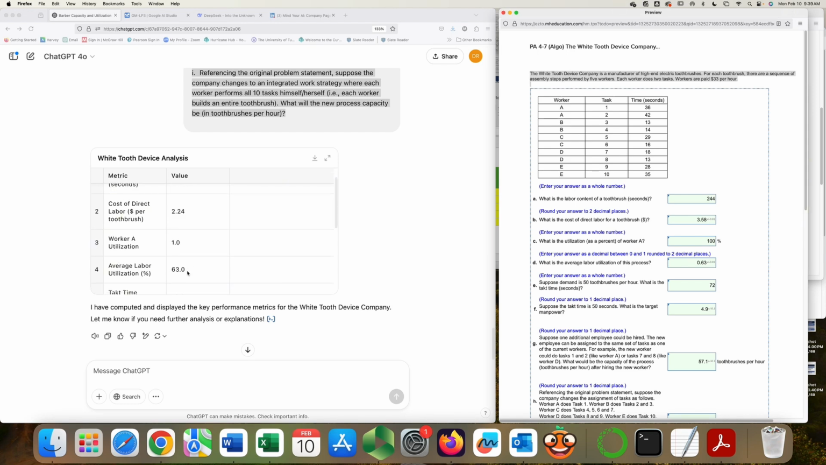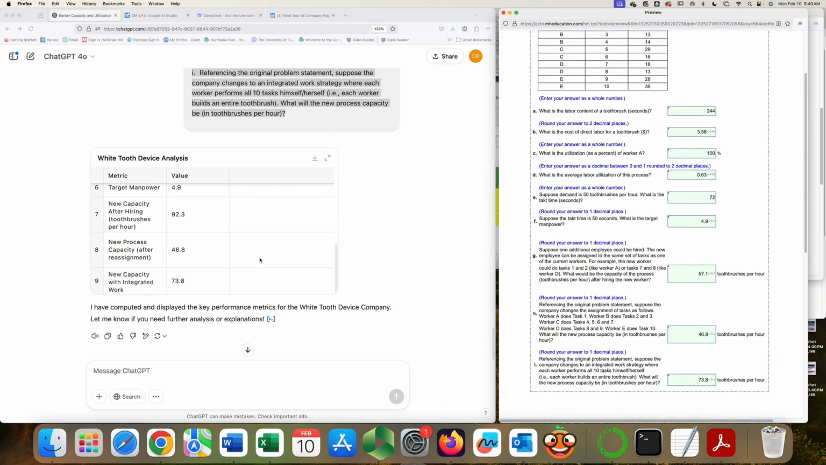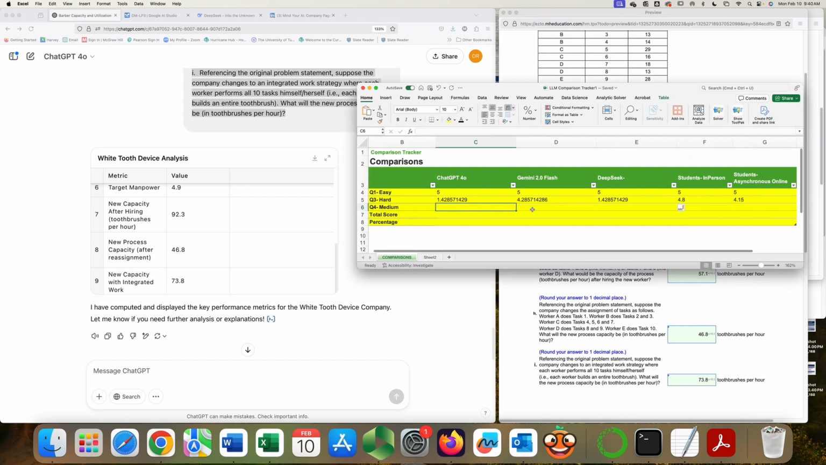So okay, 63 correct, 72 correct, 4.9 correct. This one is incorrect. New capacity, right? New capacity is incorrect. It's supposed to be 57. 46, that's correct. 73.8. So 2 incorrect out of 9, so 7 over 9. Let's give the grade: 7 over 9 times 5. That is what ChatGPT did.